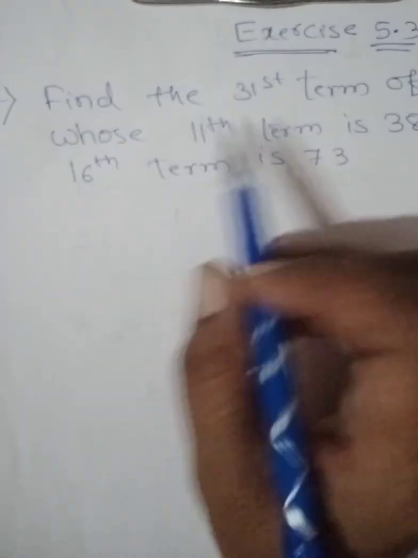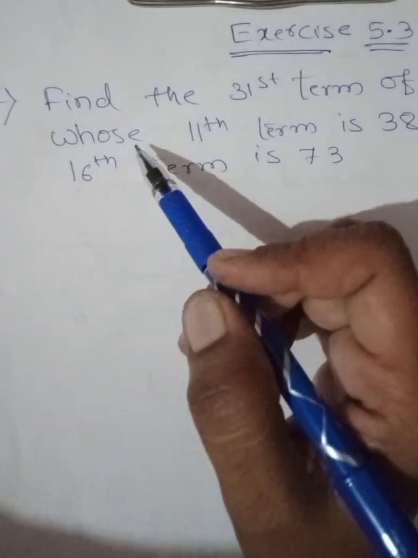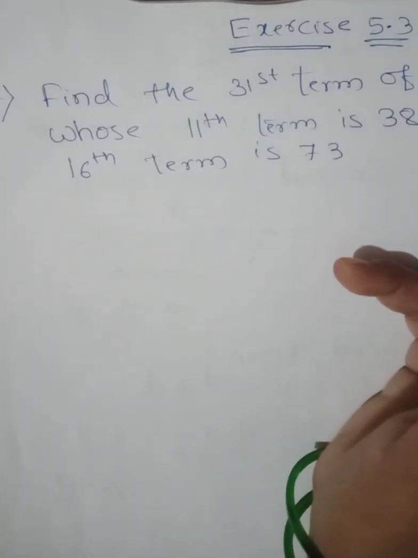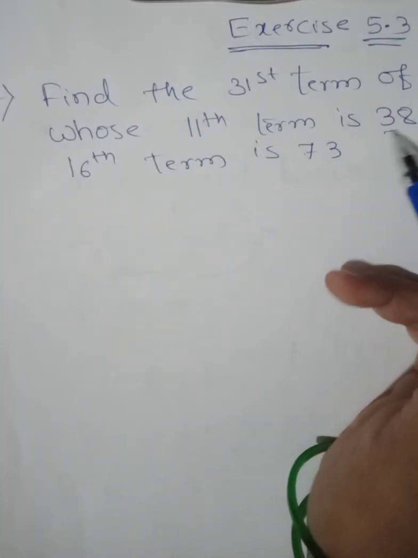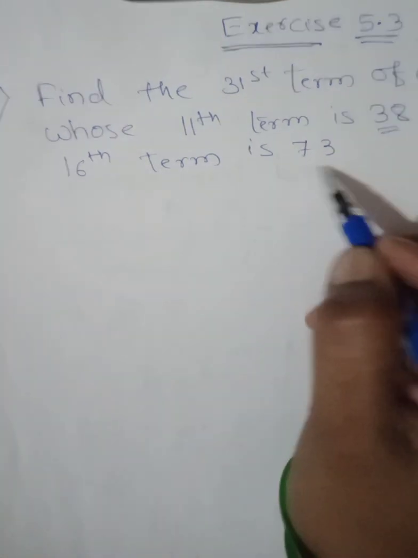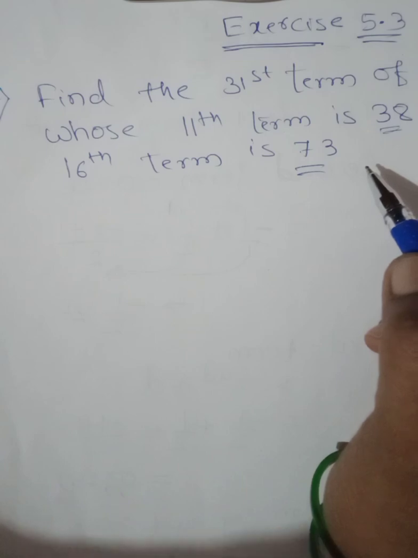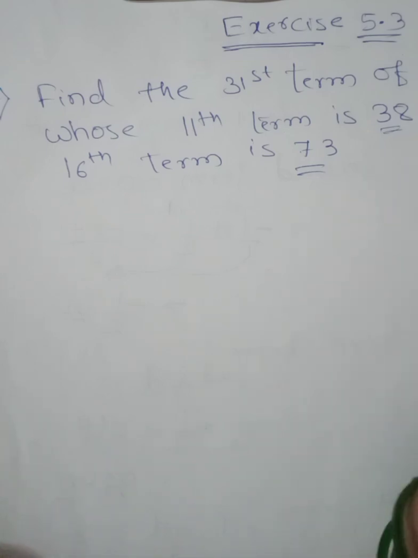Look at this one, 5.3, seventh question. It may be asked for 4 marks. Find the 31st term of an AP whose 11th term is 38 and the 16th term is 73. See, first of all, we'll understand the question: what is given and what to find.